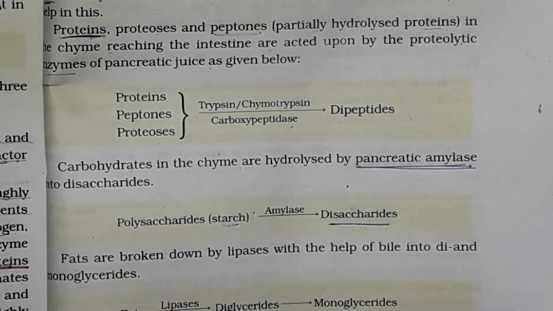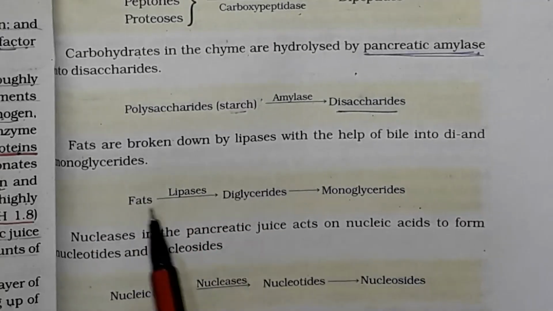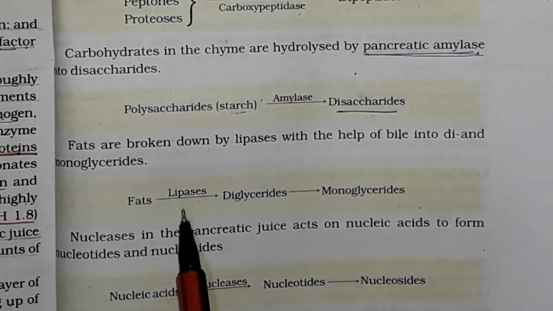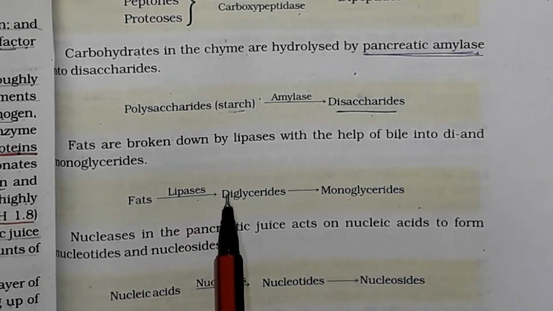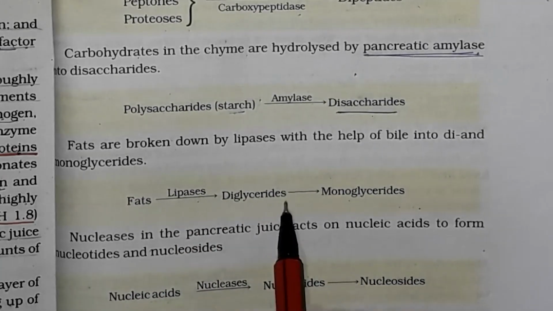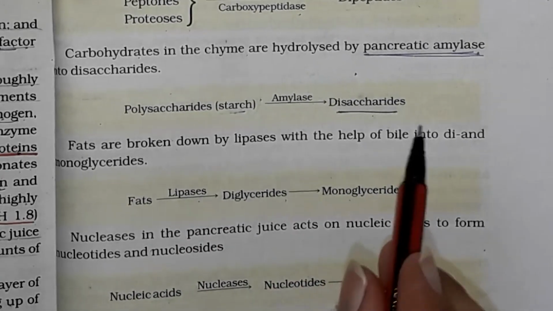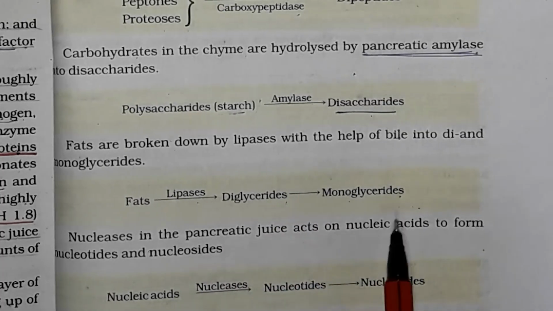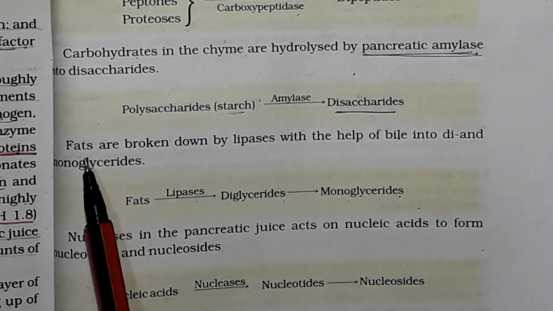Next comes the fats. The fats are broken down by the lipases first with the help of bile. Lipases are present in the pancreatic juice. The fats are emulsified and then converted into diglycerides, and then these diglycerides are converted into the monoglycerides that were the small micelles. This was all about fats.